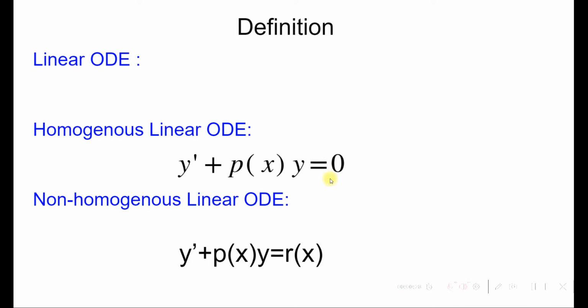When we translate a physical situation into a linear ODE, the R of x often denotes the input and Y of x often denotes the output. For example, if R of x is a force, then the Y of x will be the displacement.